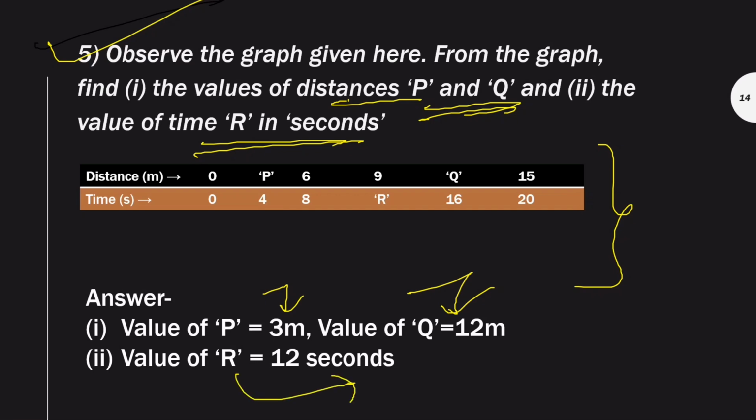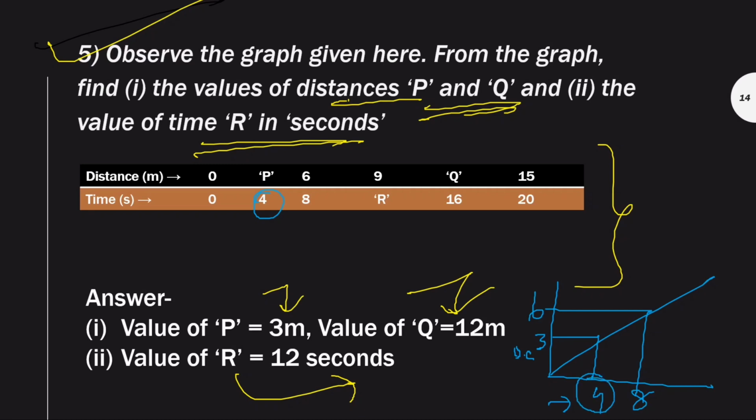Why will the value of P be 3? Here we can see a graph which is given to us. The graph looks almost like this, which you can find in your book. Here 3 and 4 are plotted. Then again here, 6 is plotted and 8 is plotted.